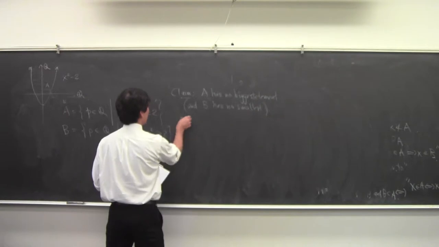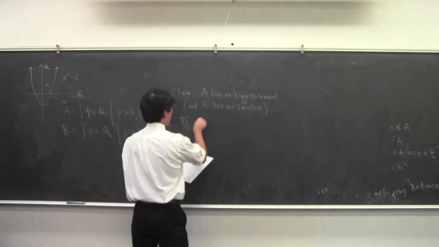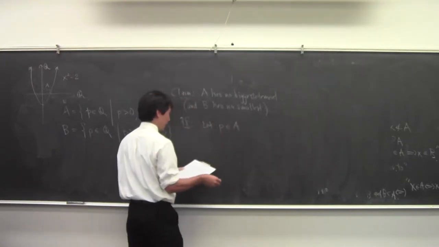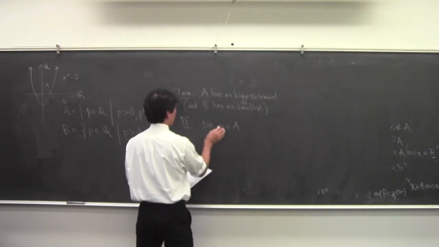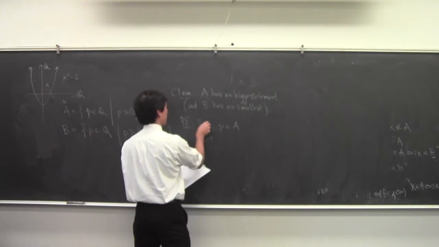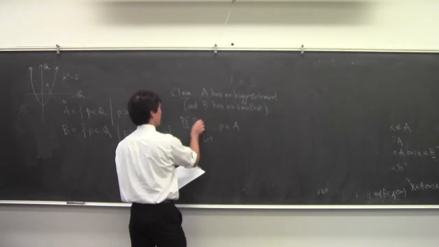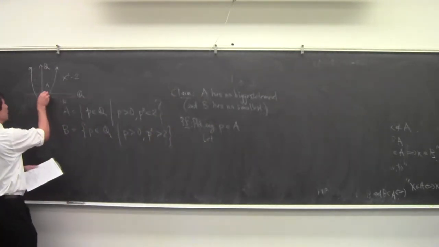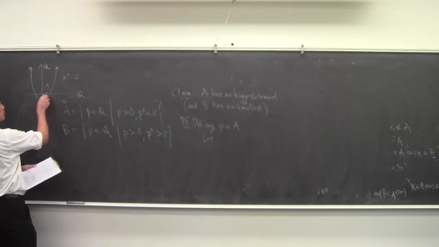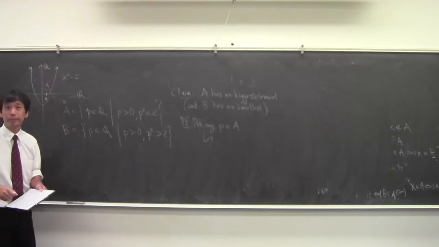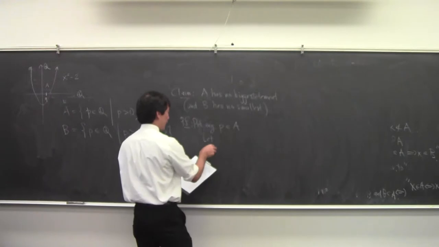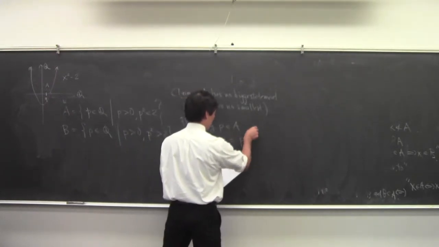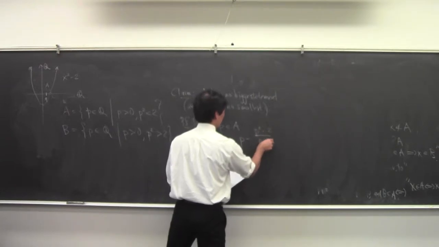So we're going to show that A has no largest element. Let P be in A. Pick any P in A, so pick any element in the rationals that is in A. Here it is, P. And then you create a second number, Q, being P minus (P squared minus 2) over (P plus 2).